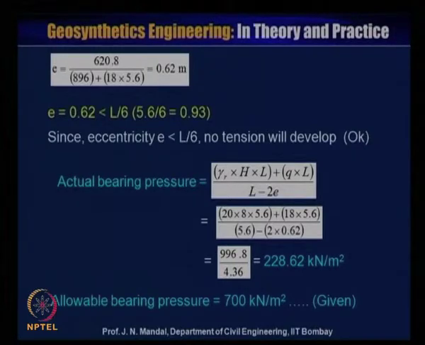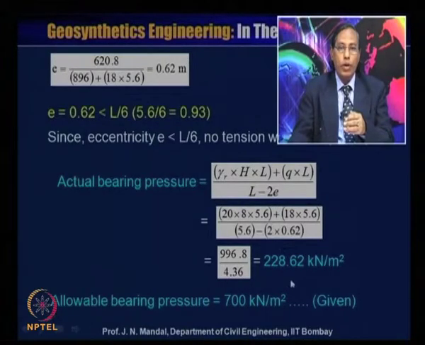So, the actual bearing pressure, which we have shown you earlier, is gamma R into H into L plus Q into L, divided by L minus 2E. This is the active zone. Now, you know the value of E is 0.62. So, you substitute this value 0.62 here, gamma R is 20, H is 8 meter height, L the length of the reinforcement is 5.6, plus Q surcharge load 18, L again 5.6, divided by L, 5.6, minus 2 into E, E is 0.62. So, if you calculate, you will have the actual bearing pressure 996.8 divided by 4.36, that is equal to 228.62 kilonewton per meter square.